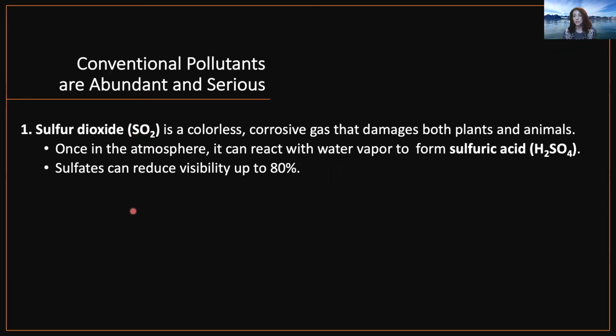It is a colorless, corrosive gas that can damage both plants and animals. Once SO2, sulfur dioxide, is in the atmosphere, it reacts with water vapor to form an acid called sulfuric acid, and the formula for it is right here. Sulfates in general can reduce visibility up to 80%. So these will contribute to that smog that we were talking about at the top of the lecture.